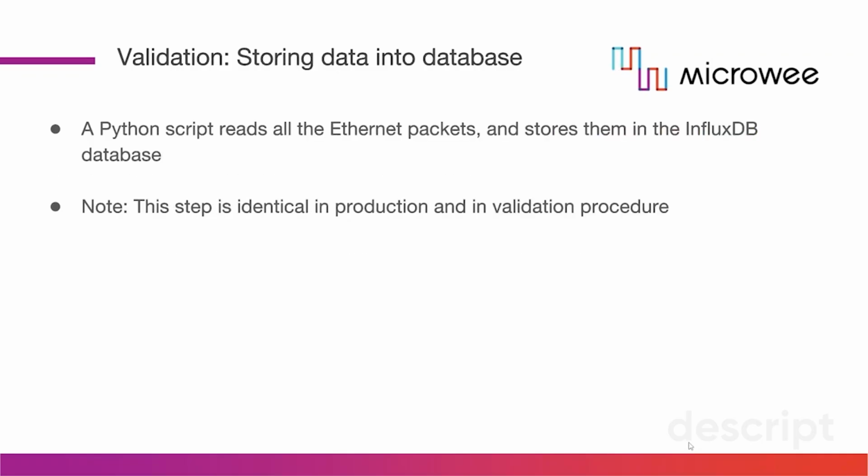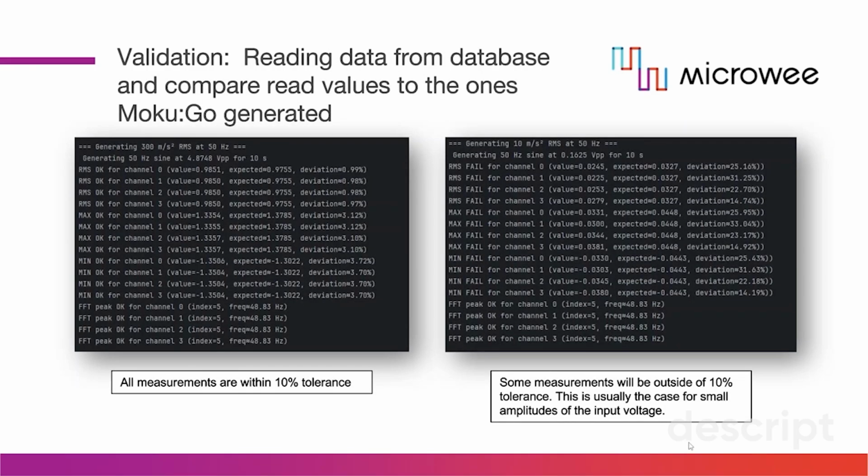The same functionality is present in the Python script, which stores the data into the Influx database. On this slide, we can see the output from Python's validation script, which is the one that generates all of the voltages and reads back the values from the Influx database. And here we can see that for a combination of 300 meters per second squared and 50 hertz, we are getting values for the RMSs, the maxes, and the FFTs. We have quite low deviation for RMS, worse deviation for the max and min, and we have successfully found the peak in all of the FFT bins.